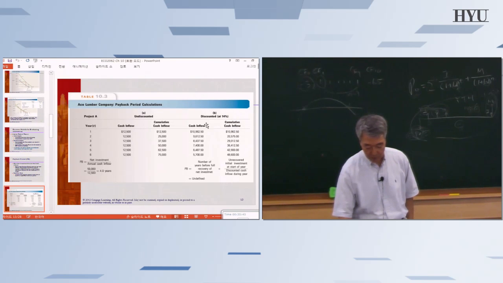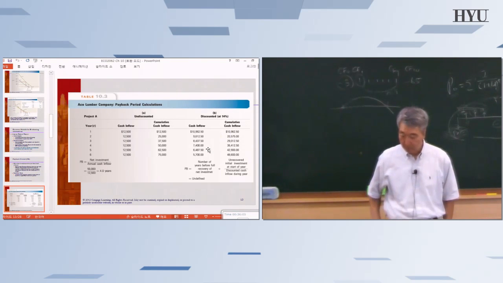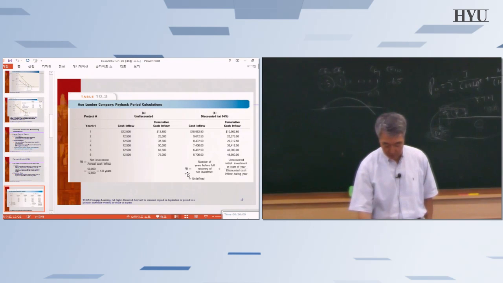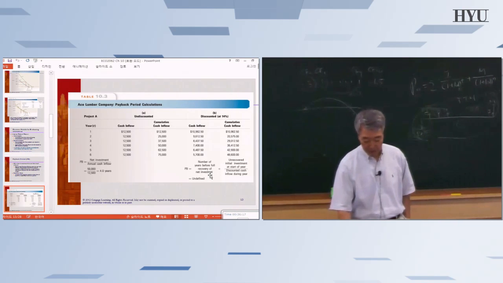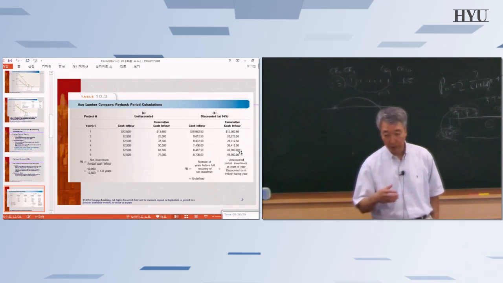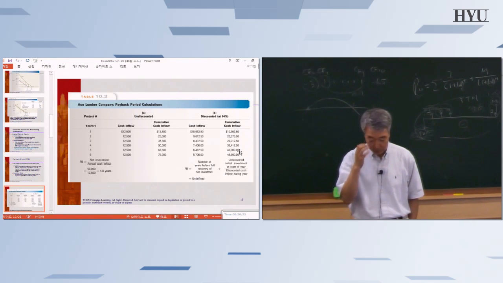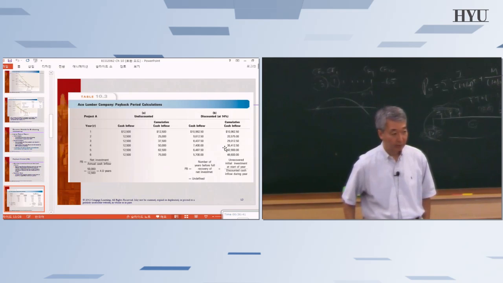So here, if you discount these cash flows at 14%, you get these discounted cash flows. And using this, how long does it take to recover 50,000? What do you think? The answer here, payback period is undefined. Why is it undefined? Because the project is supposed to last 6 years, but until the end of 6 years, you have not recovered 50,000. Total discounted value of the total recovery was only $48,600. So project A is out of the question.